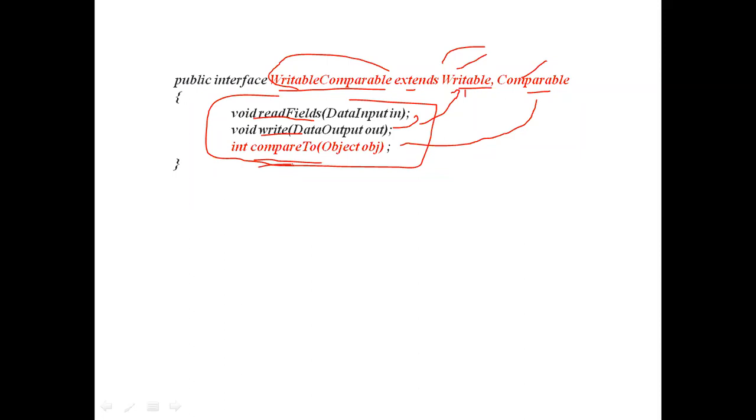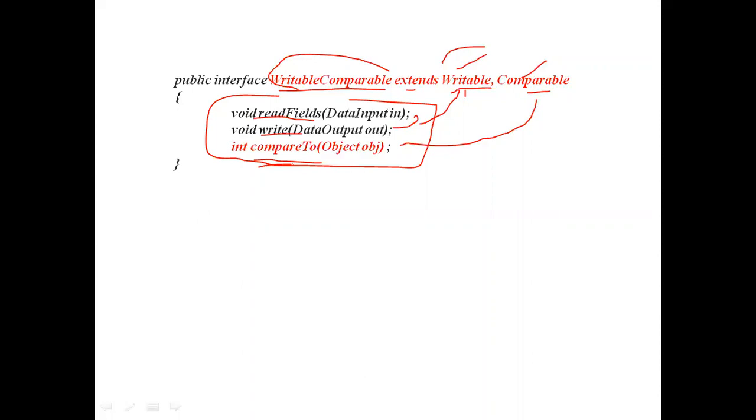The use of the compareTo method is to compare the current object with the calling object. To compare two objects, we use compareTo. So writable contains two methods, readFields and write, to implement deserialization and serialization. Writable comparable additionally contains one more method called compareTo, which will compare the objects.